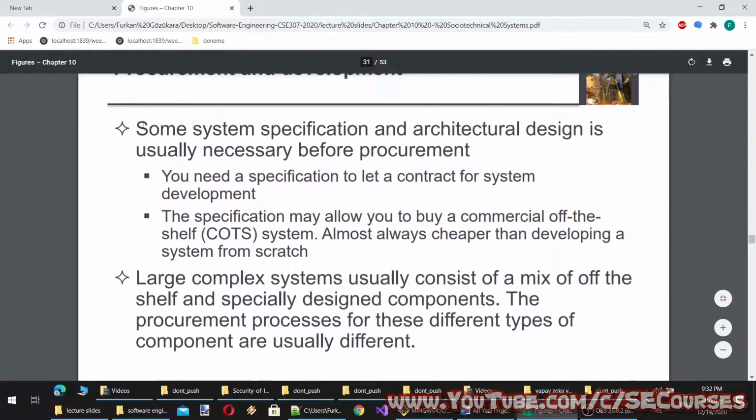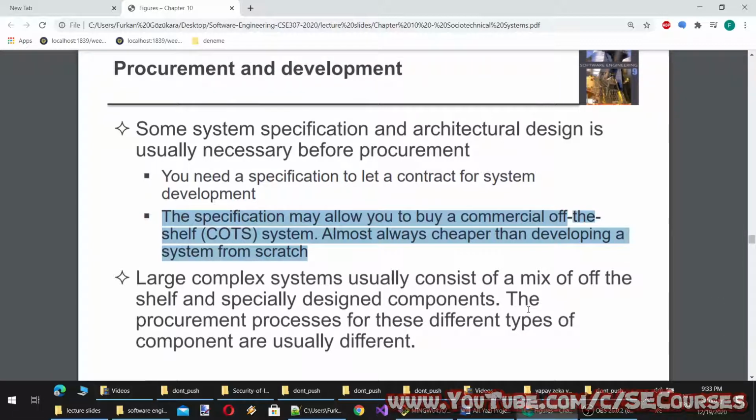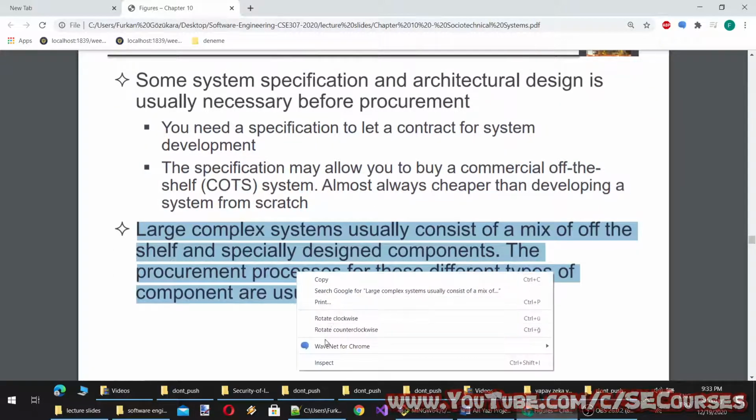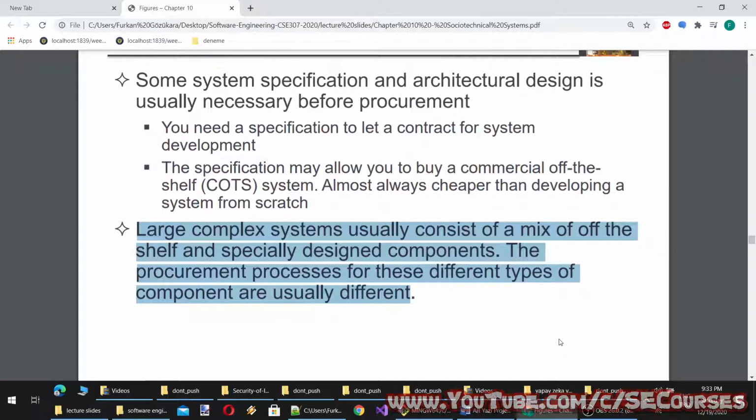Procurement and development. Some system specification and architectural design is usually necessary before procurement. You need a specification to let a contract for system development. The specification may allow you to buy a commercial off-the-shelf (COTS) system, which is almost always cheaper than developing a system from scratch. Large complex systems usually consist of a mix of off-the-shelf and specially designed components. The procurement processes for these different types of component are usually different.